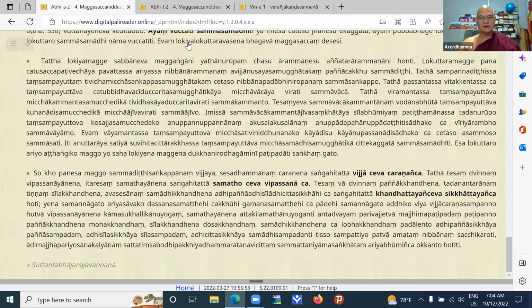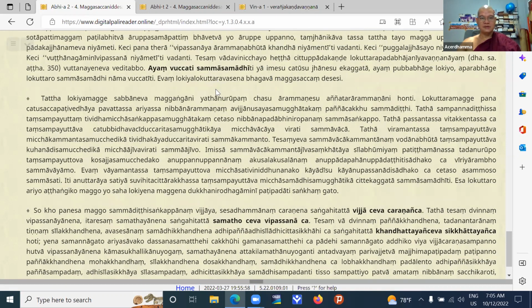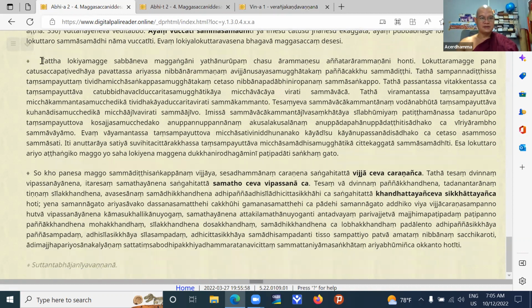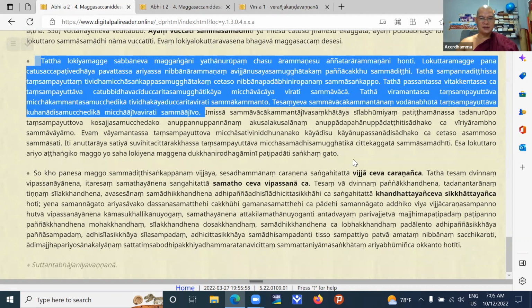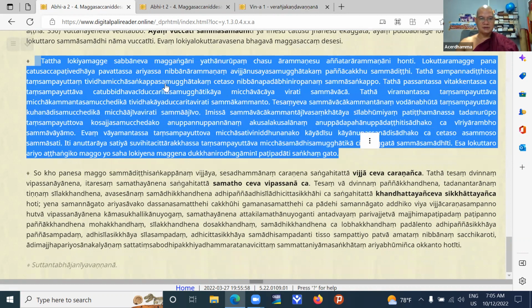So both lokiya and lokuttara here. So maggasacca is taught as both lokiya and lokuttara. So that belongs to both. When we say samasamadhi, sometimes we may refer to lokiya samasamadhi, or sometimes we may refer to lokuttara samasamadhi. That's clear. Okay, let's see here. Actually, this paragraph concludes the above.